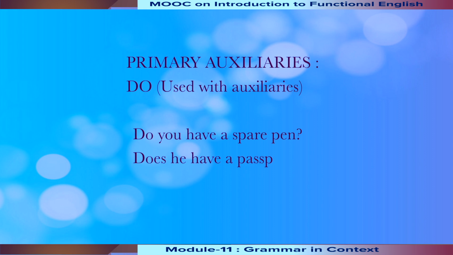And do can also be used with auxiliaries, right? We took, have you a bag? Do you have a bag? Have you a spare pen? Do you have a spare pen? Have you a passport? Has he a passport? Does he have a passport? Did the convict have a brother? So see, do can be used with principal verbs to form questions which seek answers in either yes or no. Do can also be used with auxiliaries to frame questions seeking answers in either yes or no.